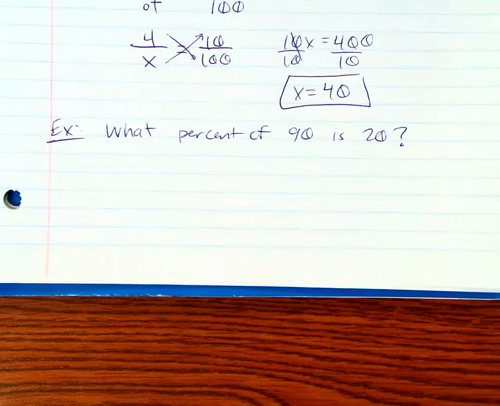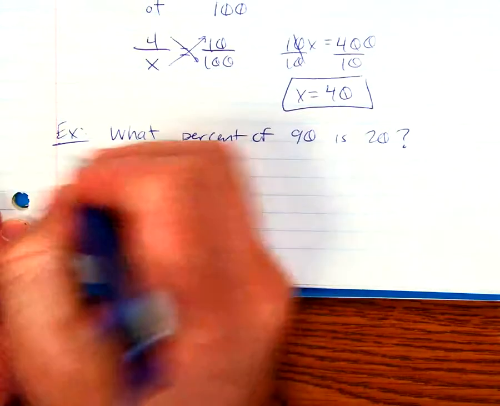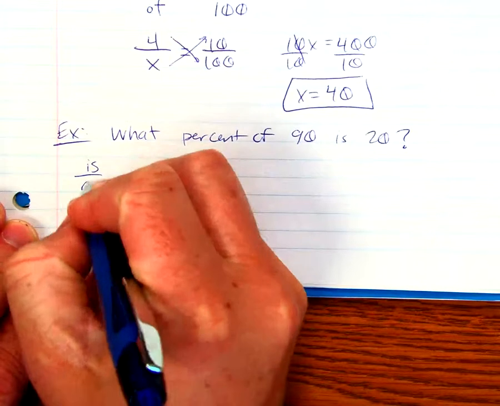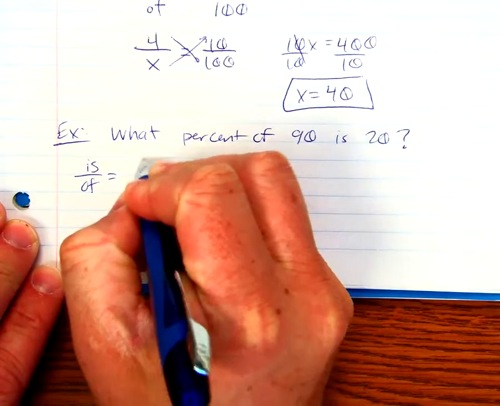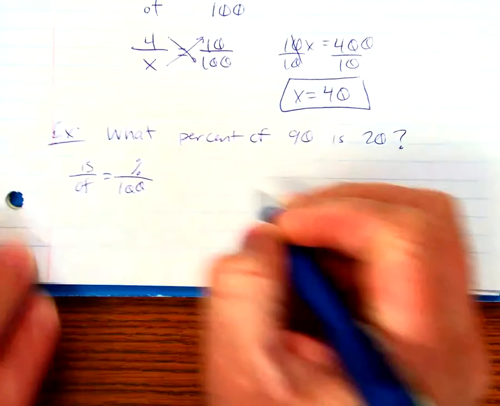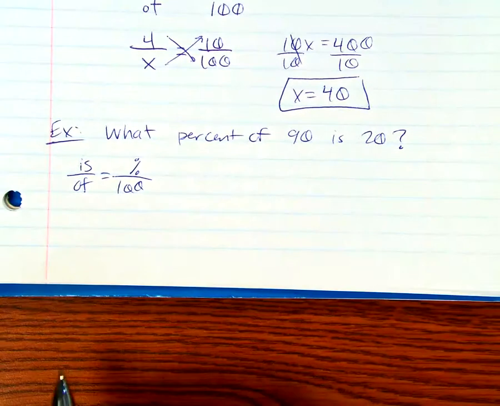So again, we're going to use that same proportion. We can break this problem down. Is over of equals whatever the percent is over 100. So let's find all those pieces.